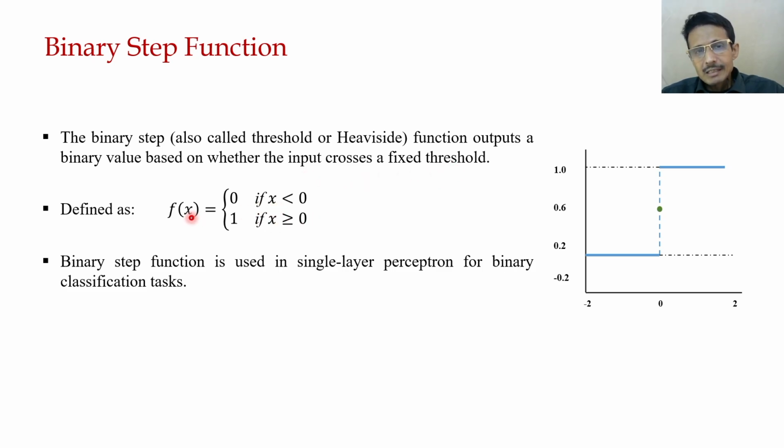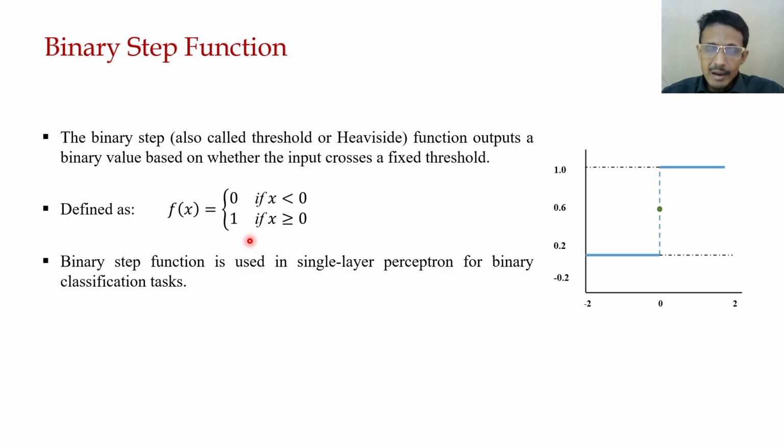If this is x, and this is 0, that means if it is less than 0, the output is 0, and if it is greater than or equal to 0, the output is 1. So 0 is the threshold, and f(x) is something like this. Generally this step function is used in the single layer perceptron for binary classification tasks. So that is what we have discussed.